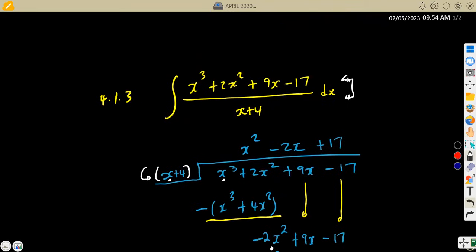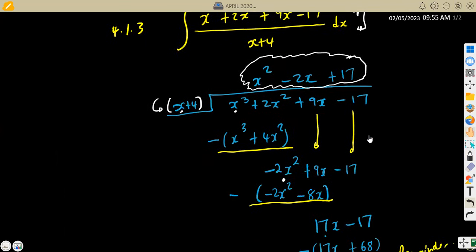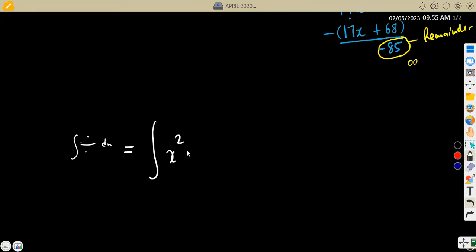So from this part that you have, you obtained this, which is after dividing by x plus 4, you obtained x squared minus 2x plus 17. So you're going to write this. It's an exact factor, this one. So you obtained exactly x squared. So this is going to be the integral of x squared.